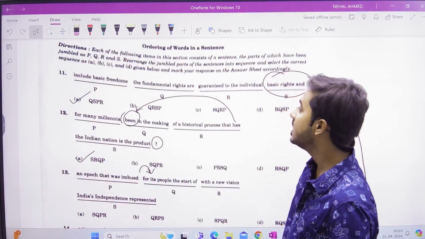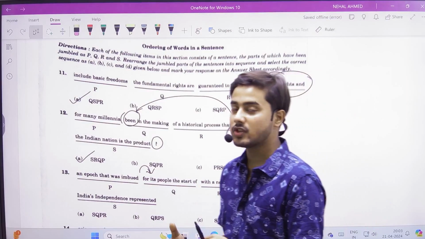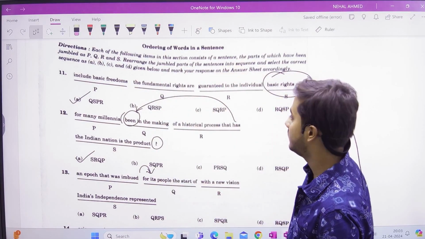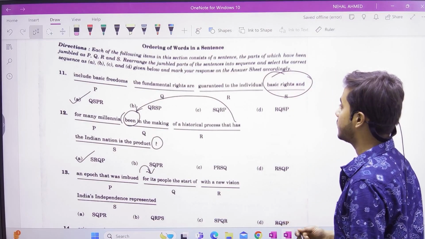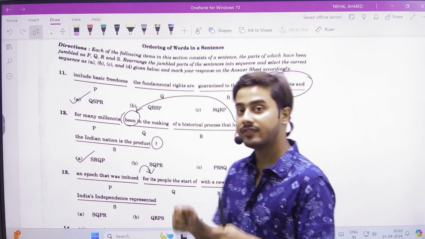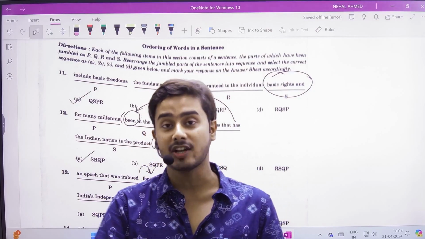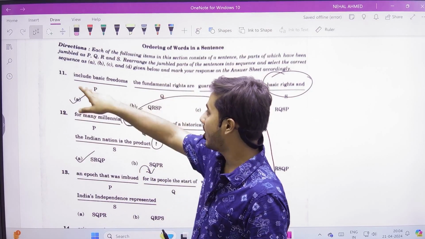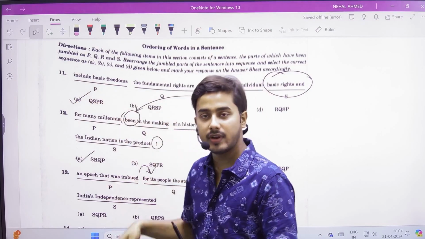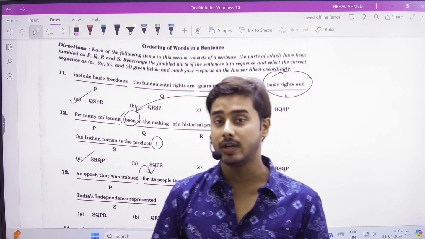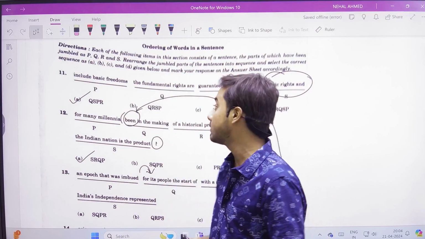As you might see, this is basically rearrangement of jumbled sentences. So the first sentence reads: include basic freedom, the fundamental rights, are guaranteed to the individual, basic rights and. So we'll first have to understand what exactly the sentence is about and which is the action in here. The action I can see is include basic freedom. So the verb being performed in the sentence is to include basic freedom. So who is doing that? Let's find out the subject first.